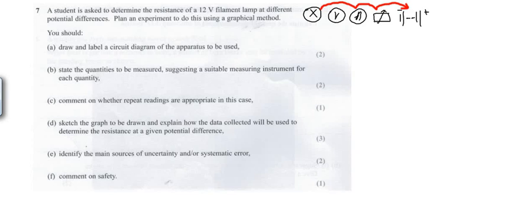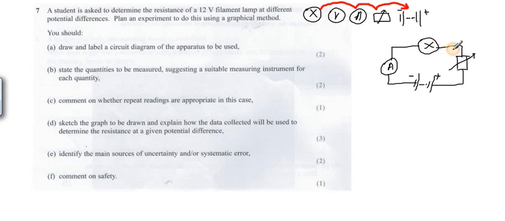So let's see, the bulb is connected with the ampere meter, then the ampere meter is connected with the battery, then the battery goes to the variable resistor, and then the bulb. This is a closed circuit, and then the rest of the component, which is the voltmeter. Voltmeter is connected parallel to the bulb.